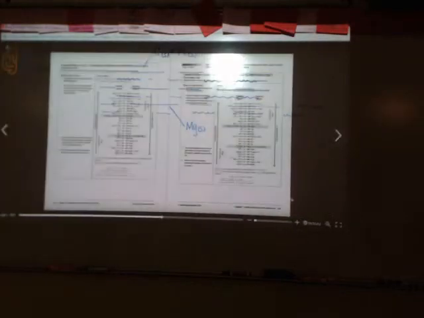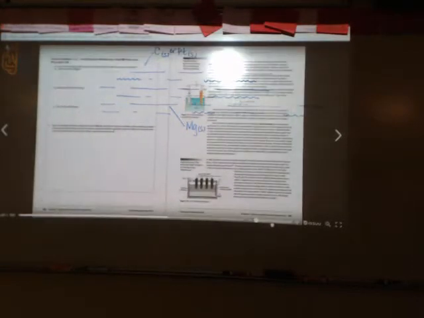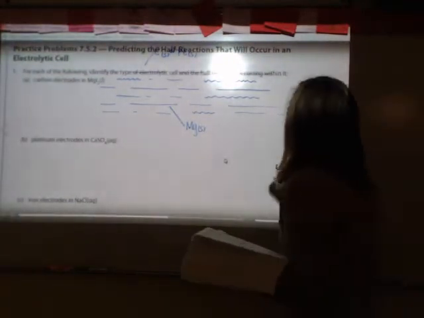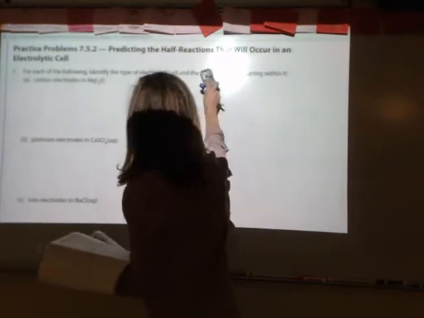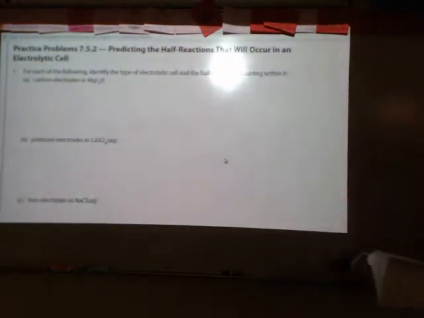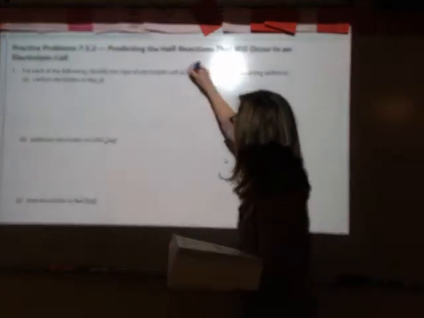I'm not going to go over more of the details on type 1 or type 2 cells, so I'm skipping over that. We're skipping over these 2 sample problems, and I'm going to go straight to the practice problems here. So take a look at question number 1. We're going to identify the type of electrolytic cell. We're not going to do the half reactions occurring within it.